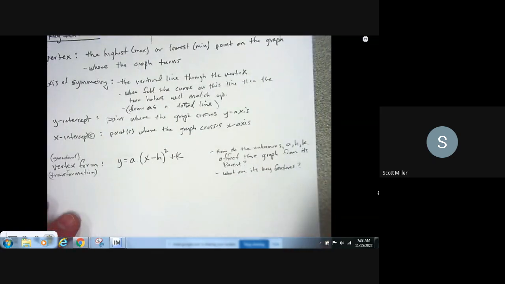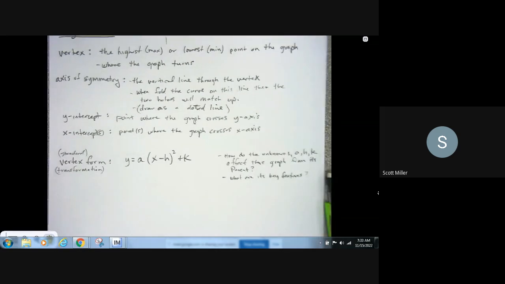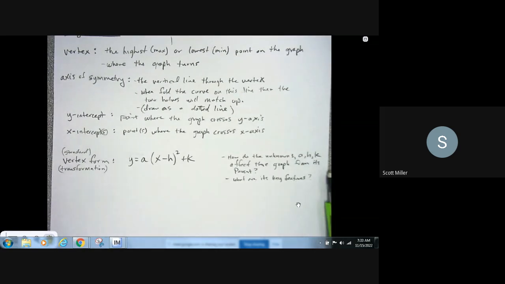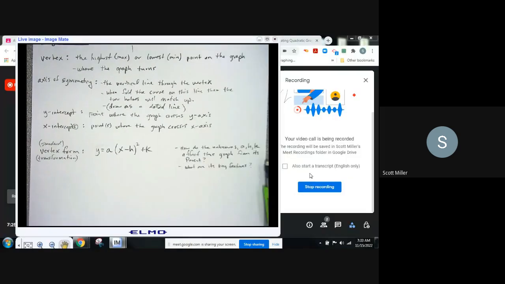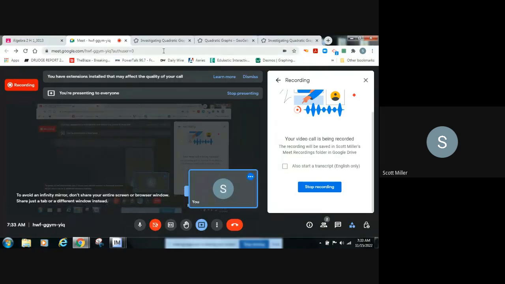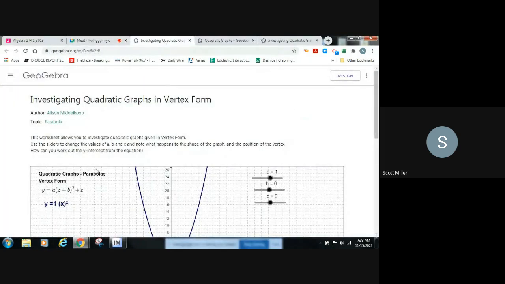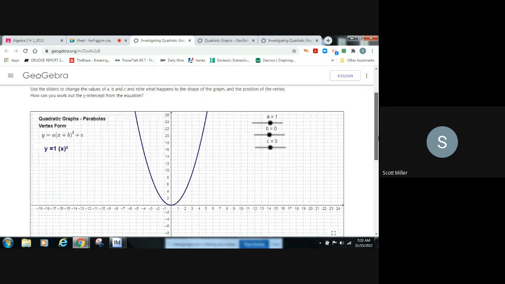So we're going to do an exploration here. And I need to get to a different screen. So let me get out of this real quick. Come over here. And here is the vertex form. You can see they use different letters over here. They used A, B, and C, which is fine. It means the same thing as the ones I gave you. So let's take a look at this.